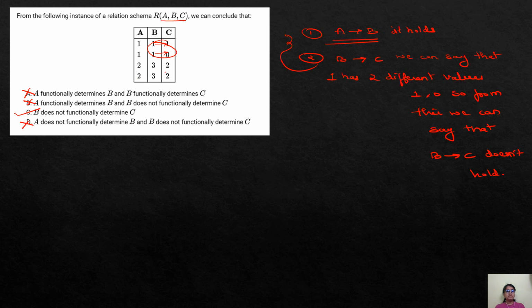Okay, and we can't say that in future A functionally determines B. But here we can conclude that B does not functionally determine C, because in future values may be added, but for these entries it will always be not functionally determined. Okay, so this is the solution. That's why our option is C. I hope this question is clear to you all. Let's move to the next question.